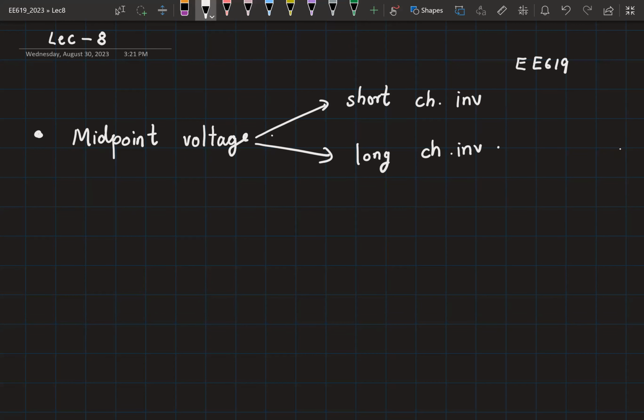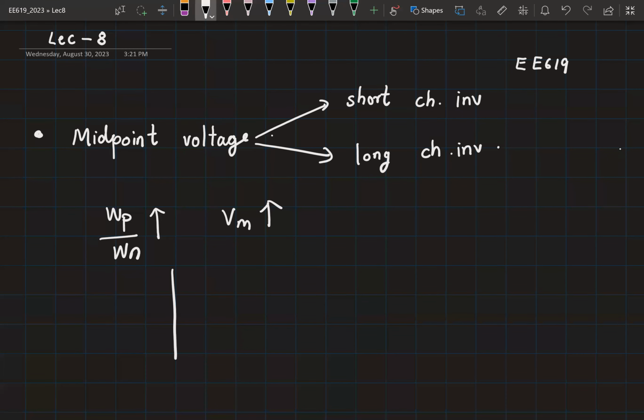And what is the conclusion that we got? I can change the value of the midpoint voltage by changing WP by WN. If I increase WP by WN, what happens to the midpoint voltage? It moves closer to VDD, meaning it increases, right?